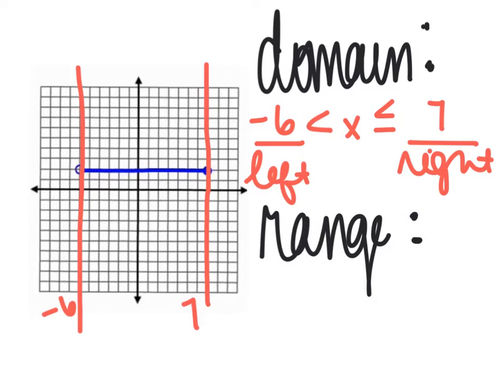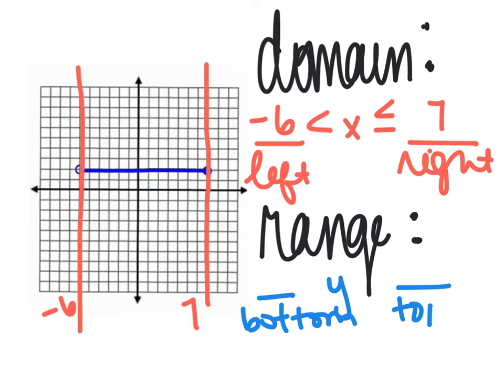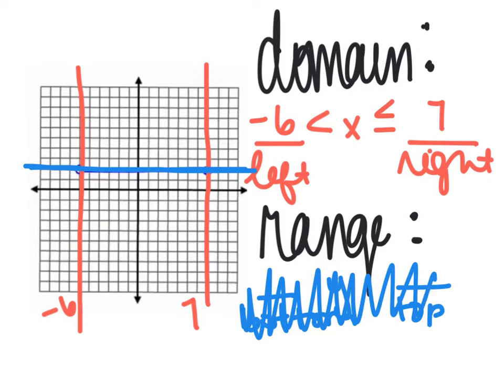So when I start looking for my range, where my range goes from bottom to top, well, if I look for the bottom of this graph, it is here. If I look for the top of the graph, guess what? It's also there. So in this case, this notation is not going to work because I don't have a bottom and a top. I only have one line, and that line is at 2, so the range is going to be y equals 2 for this graph. That means that all of the y values at all of these points along this line are 2.